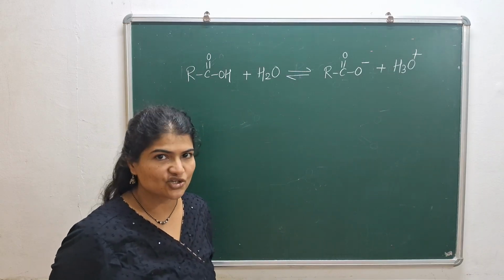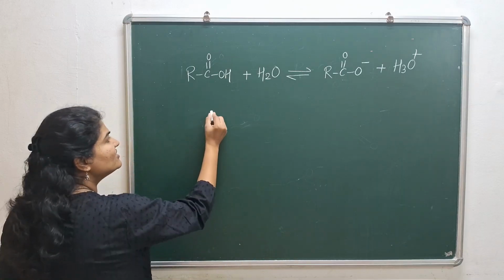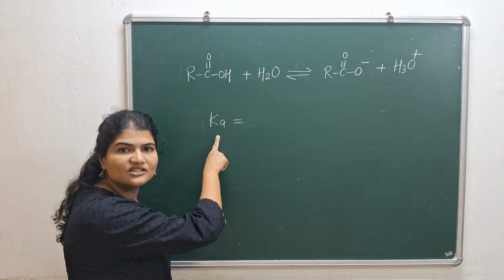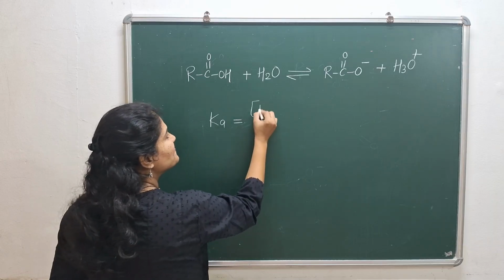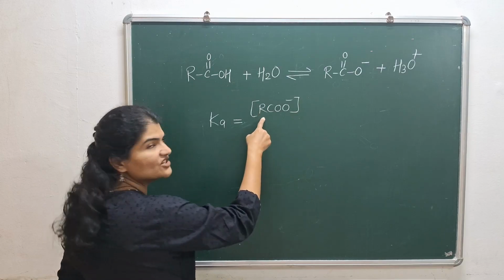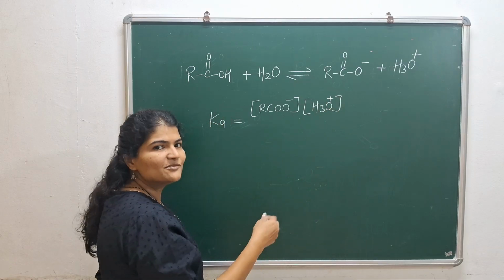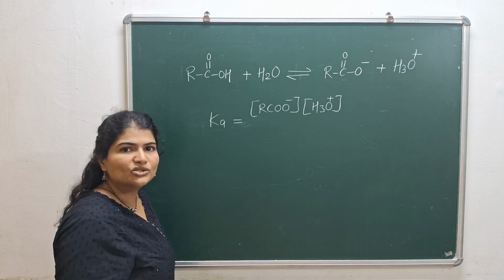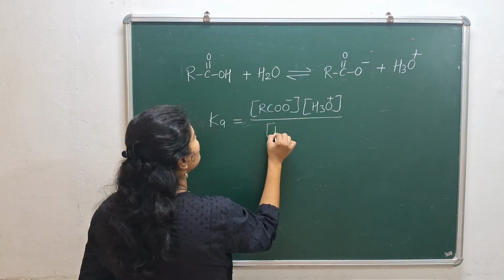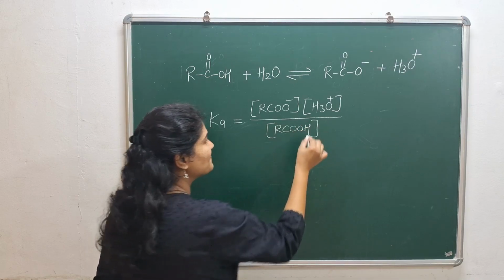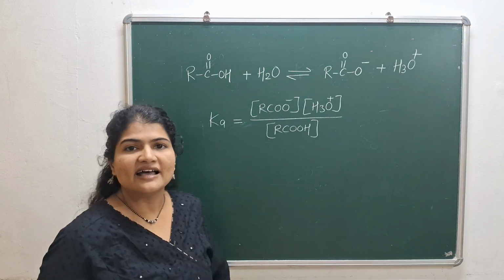Now, as per the law of mass action, if we write the acid dissociation constant for the dissociation of this weak acid, we get Ka, the acid dissociation constant, or in this case we can also call it the acidity constant. We can write it as the concentration of carboxylate ions RCOO minus times the concentration of H plus ions, meaning hydronium ions, because H plus ions do not exist on their own. They are always associated with water in aqueous medium. This is divided by the concentration of undissociated acid.